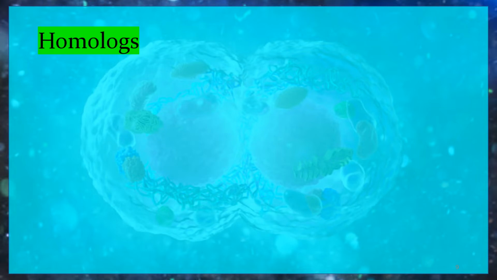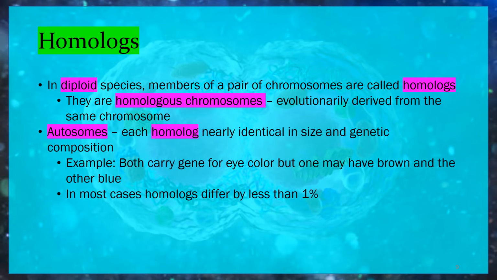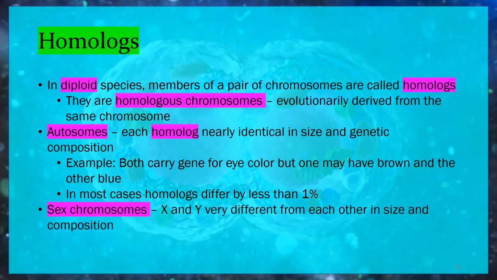What are homologs? In diploid species, members of a pair of chromosomes are called homologs. They are homologous chromosomes evolutionarily derived from the same chromosome. We then have autosomes, where each homolog is nearly identical in size and genetic composition. For example, both carry genes for eye color, but one may have brown and the other blue. In most cases, homologs differ by less than 1%. The sex chromosomes, X and Y, are very different from each other in size and composition.